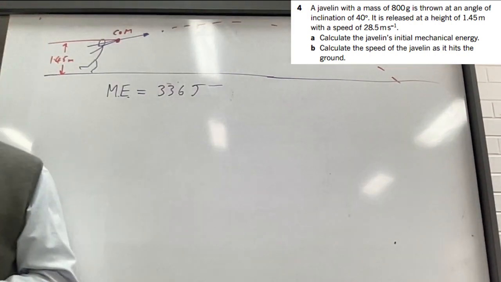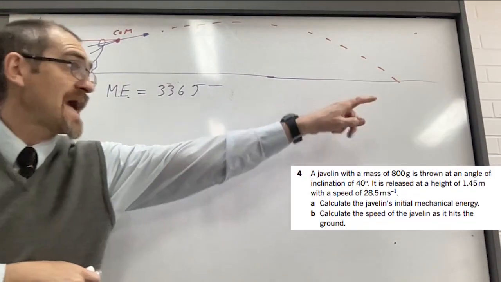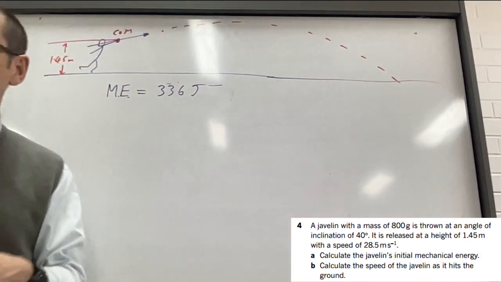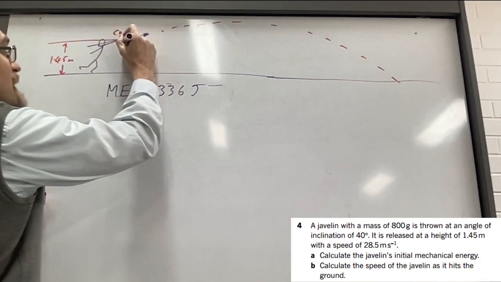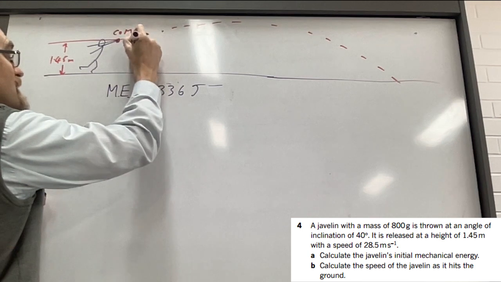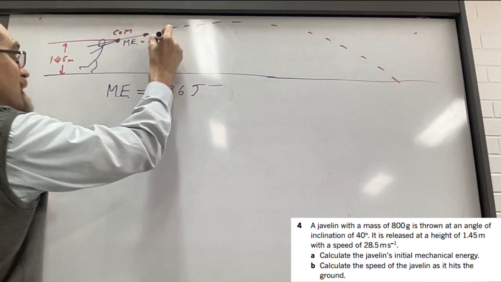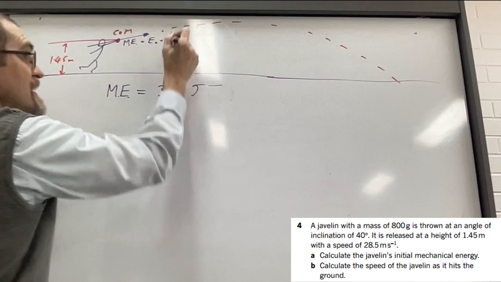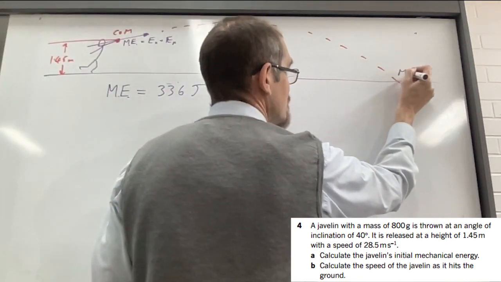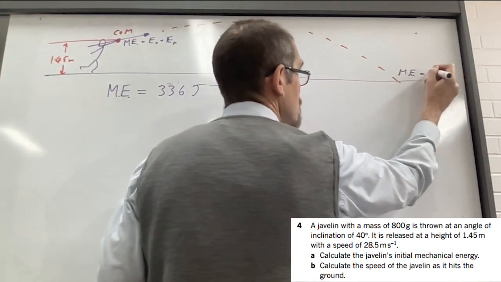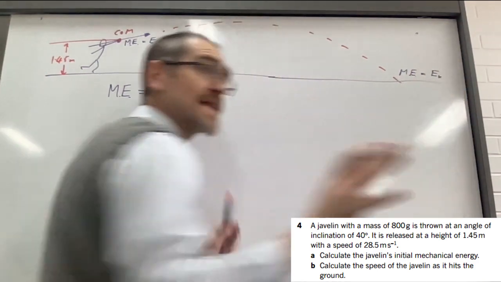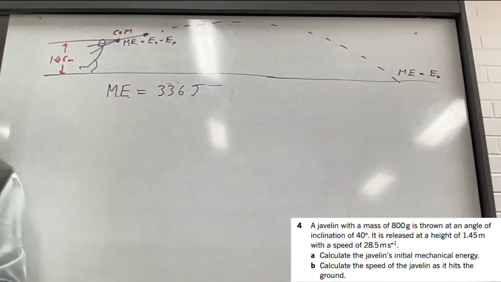Okay, part B of the question, calculate the speed of the javelin as it hits the ground. When we release the javelin, it has mechanical energy equal to EK plus EP. When it hits the ground, we have mechanical energy equal to EK only. There is no potential energy when it hits the ground.